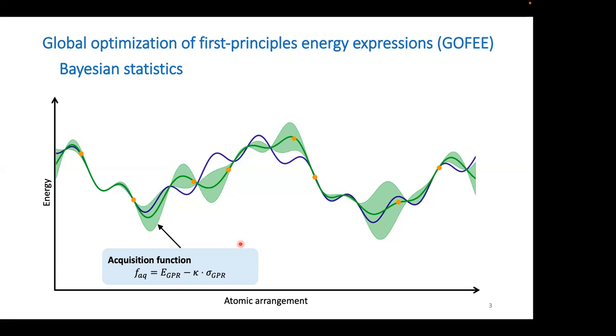But you're actually better off if you relax them on your lower confidence bound. And what is that? That is the model energy, the EGPR, that's the center model here. And then minus a number times the uncertainty. That takes you down to the bottom of these uncertainty regions. And now I have relaxed them.